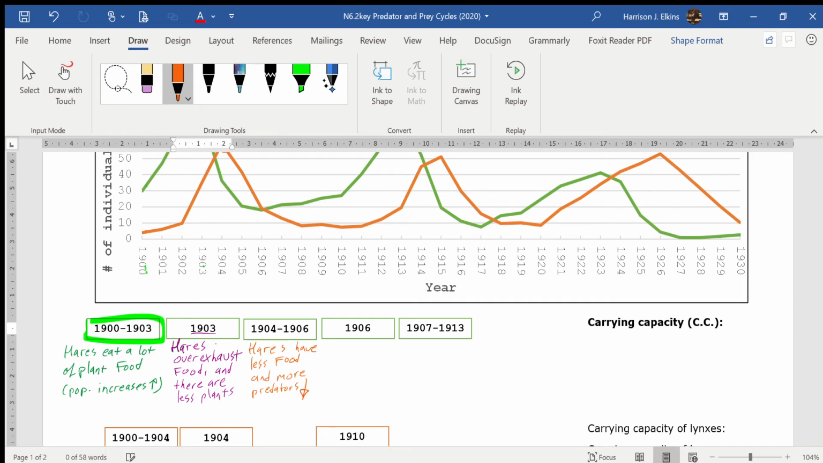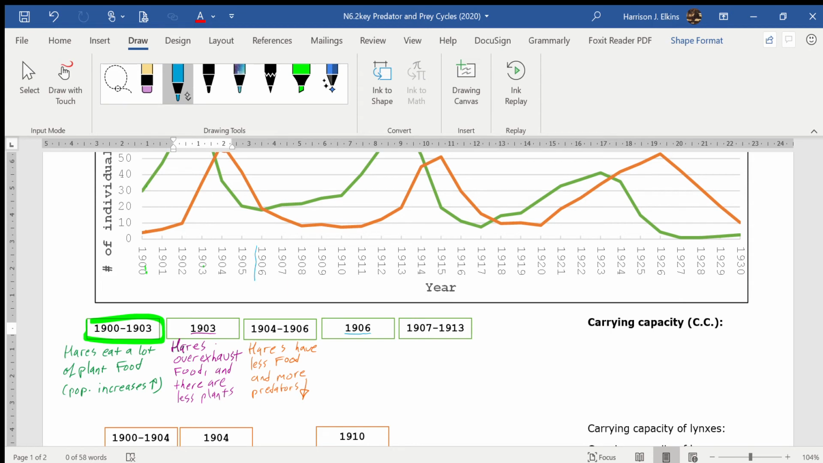And so we see a decrease in the population there. Okay, so that's happening right there. Let's change our color here. Let's go with blue. Okay, so let's look at 1906. Okay, 1906 is right here.